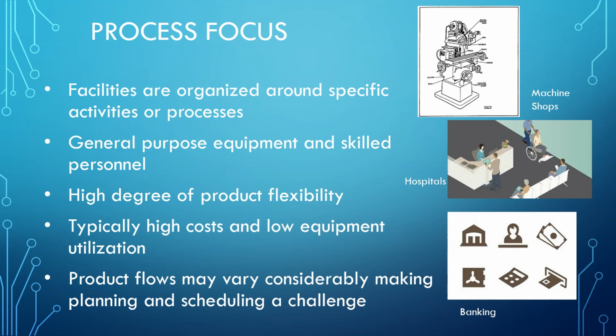In the process-focused strategy, facilities are organized around specific activities or processes. You need general purpose equipment and skilled personnel to accomplish the different activities or execute processes. It involves a lot of customization, which gives the product a high degree of flexibility, but typically high costs and low equipment utilization. Product flows may vary considerably, making planning and scheduling a challenge.